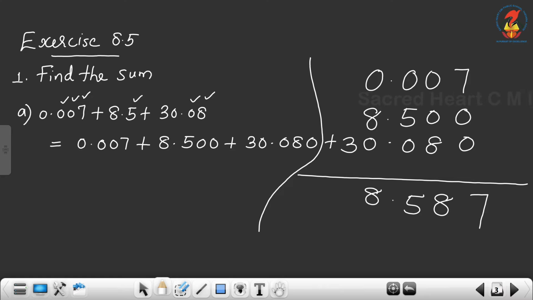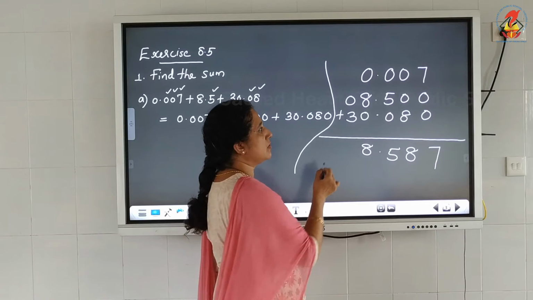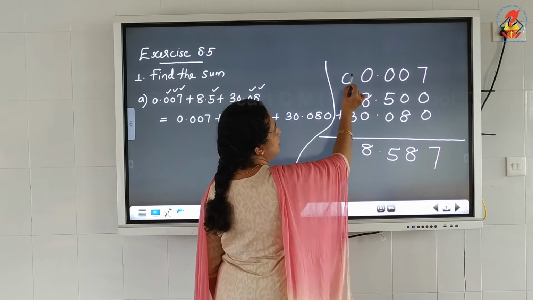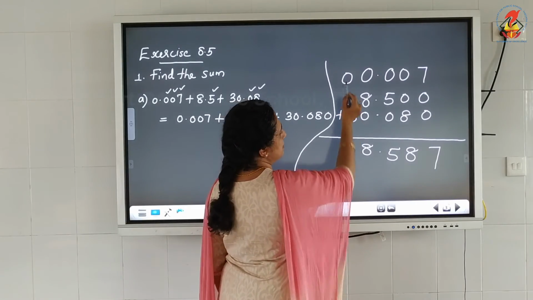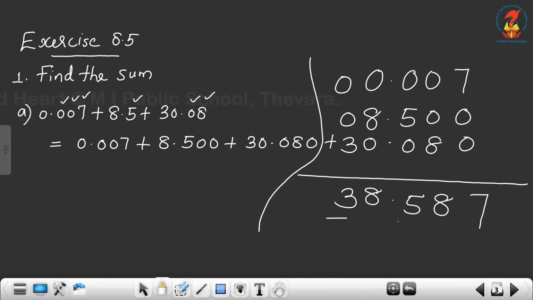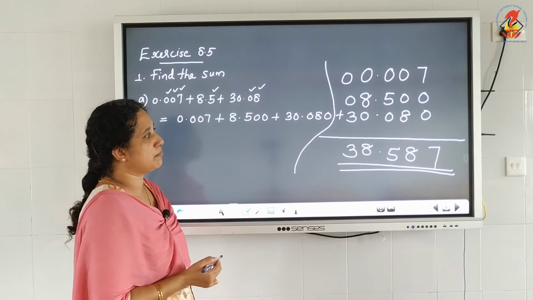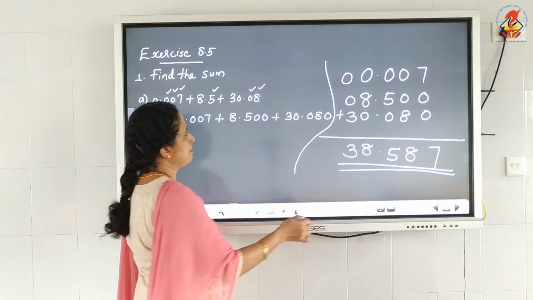Here we have it. Now look at that. No tens. So if you want, you can put 0 there. Here also no tens. Therefore 0. So 3 plus 0 plus 0, you will get 3. Therefore 38.587. So the answer is 38.587.